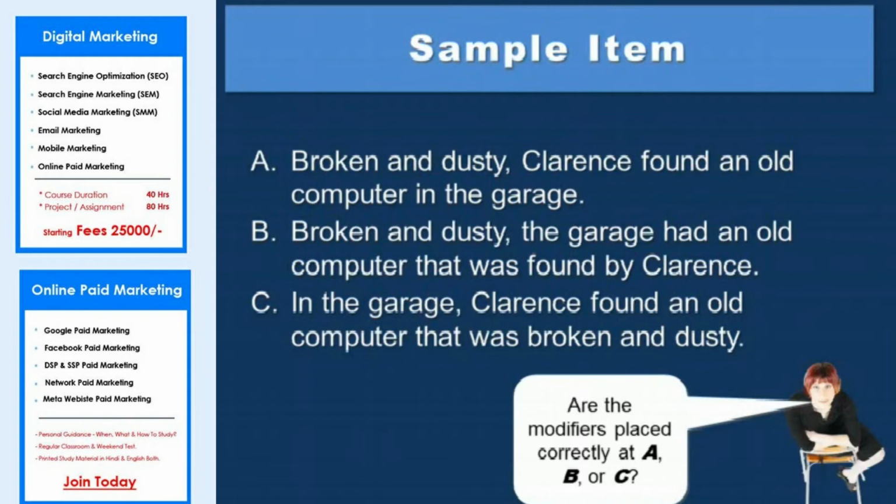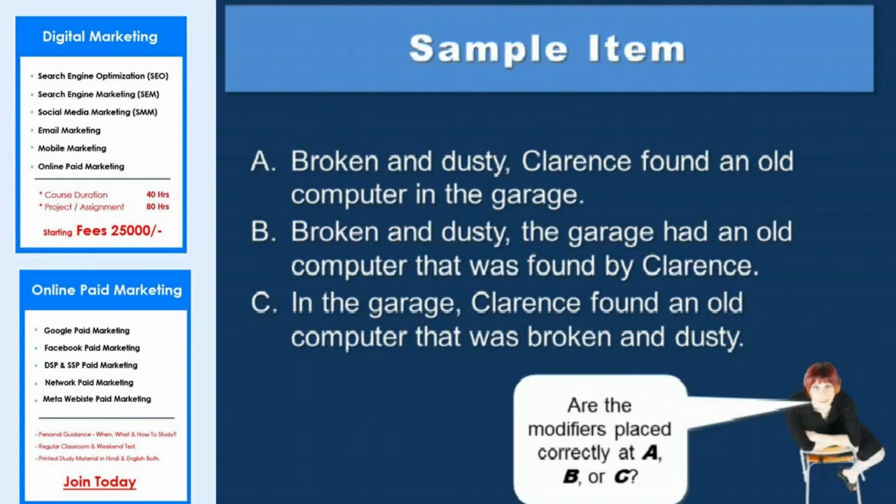The first sentence: Broken and dusty, Clarence found an old computer in the garage. Broken and dusty. Does it refer to Clarence? No, it does not refer to Clarence. That means statement A is a grammatically wrong sentence. You should play very smart with such questions. You don't need to read the entire sentence. As soon as you read this part, broken and dusty Clarence, you can clearly say this is wrong because that does not refer to Clarence.